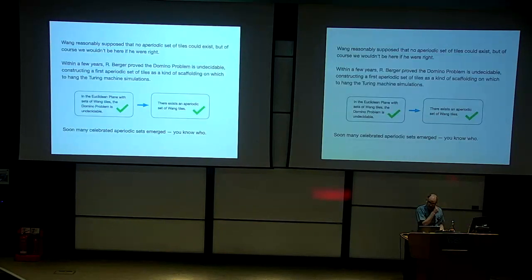And then he reasonably supposed that what we would call an aperiodic set of tiles could not exist, and obviously he was wrong. I think this history's been covered pretty thoroughly here. But within a few years, Berger proved the domino problem is undecidable and gave the first aperiodic set of tiles.